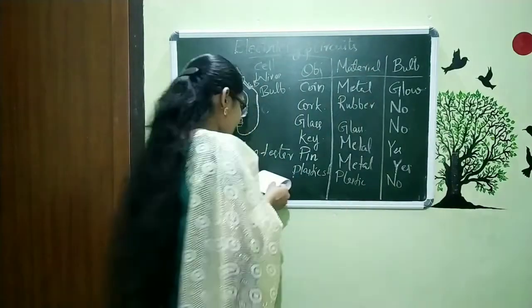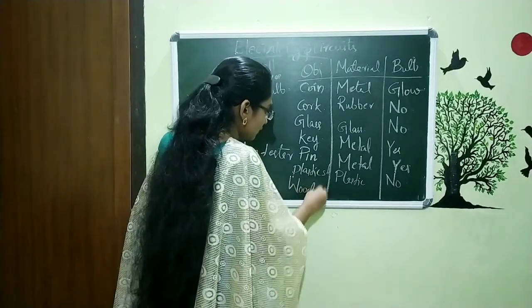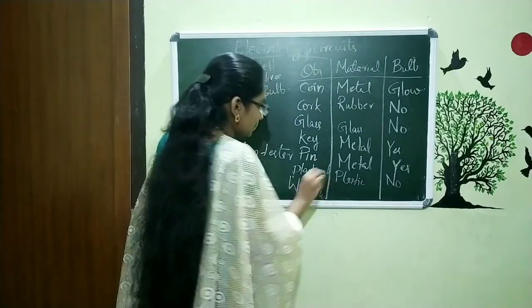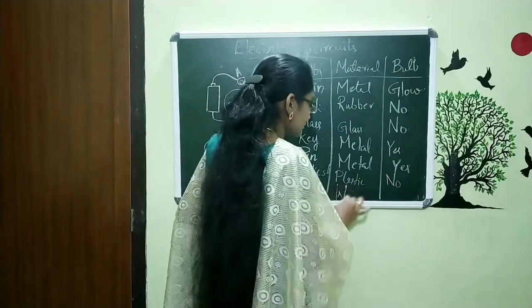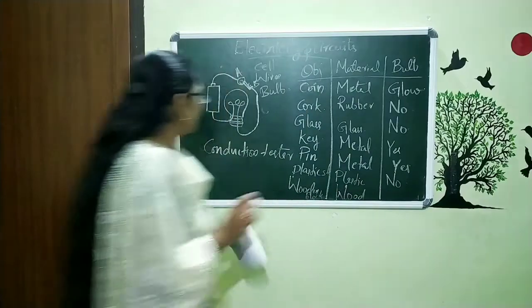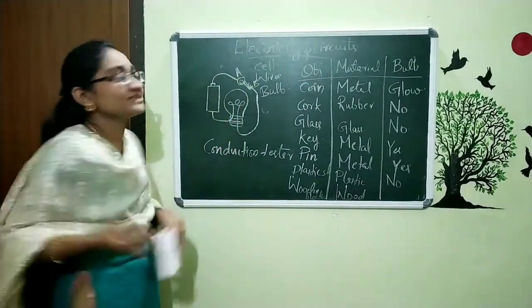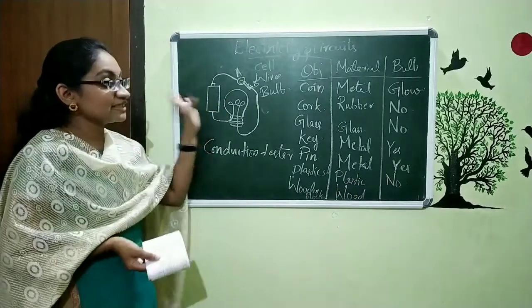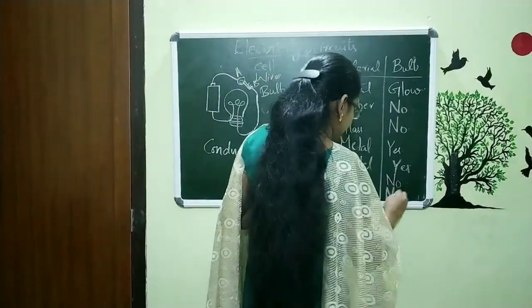The next is a wooden block. For the wooden block, what is the material? It is wood. And what happens to the bulb when we are placing the wooden block in between these two points, A and B? There you can see the bulb does not glow.